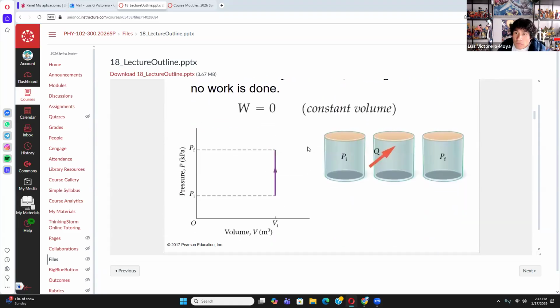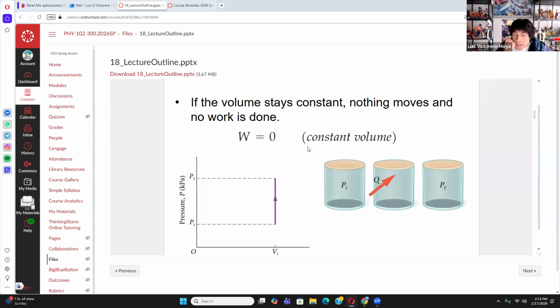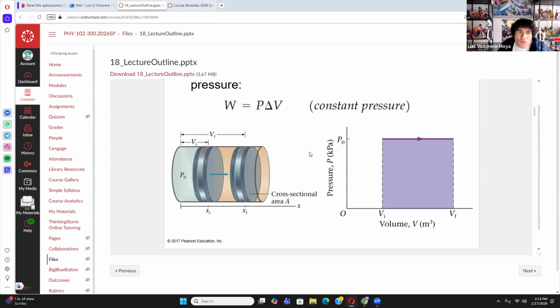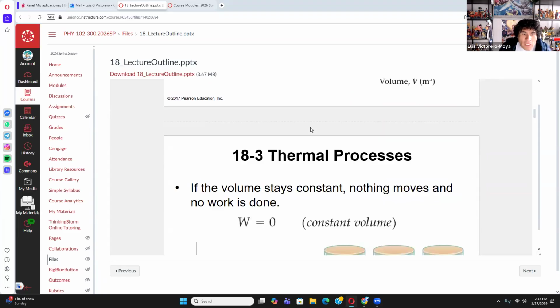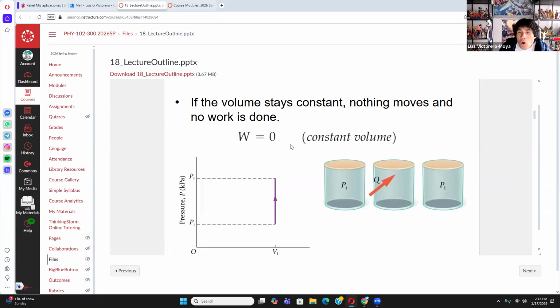However, in the constant volume, the isochoric process, the work is zero because of the definition of work. The definition of work is P delta V. So if there is no change in volume, the value of work is zero. So all the heat added or lost by the system, in this case added, is equal to the change in internal energy. And there are some equations that we are going to introduce that include the amount of moles, the specific heat capacity, and the change in temperature.